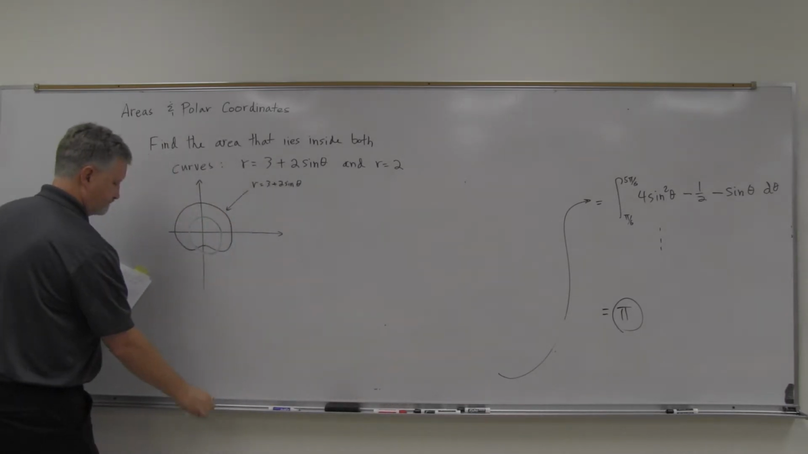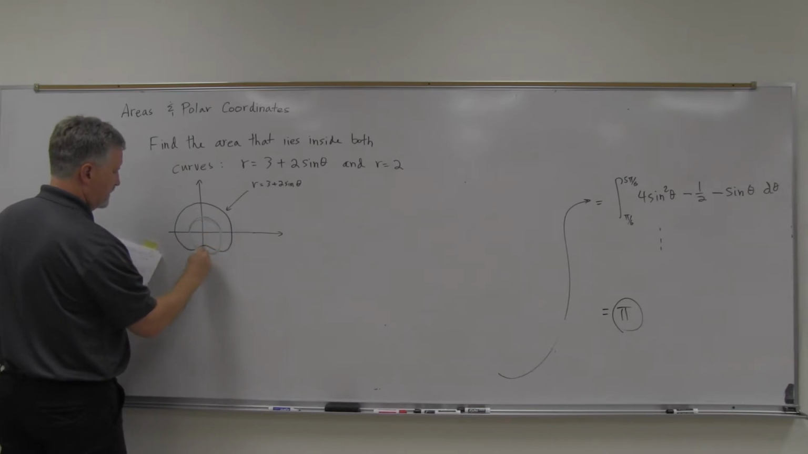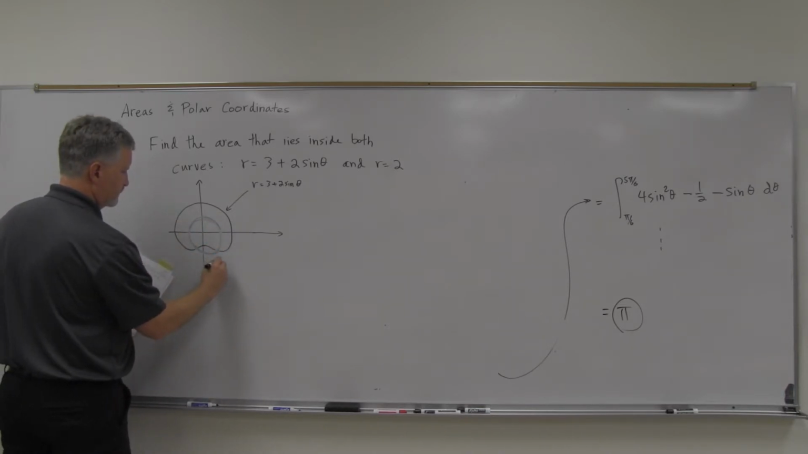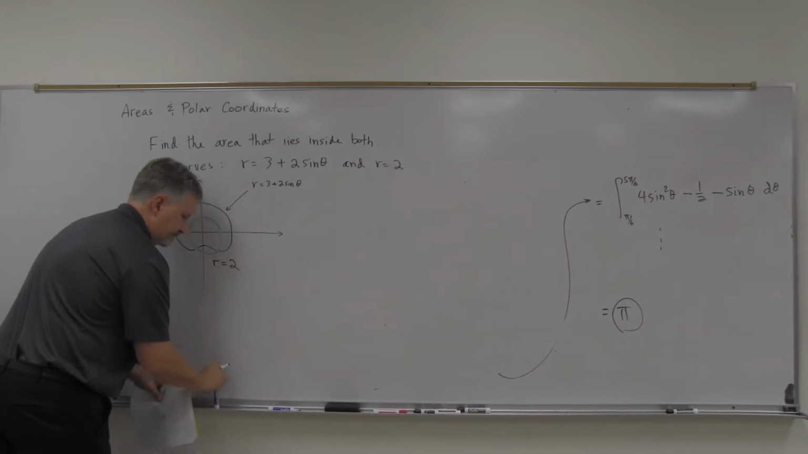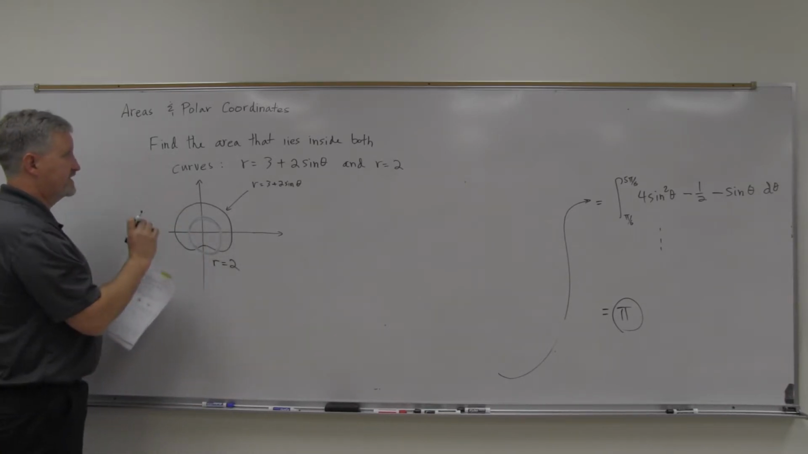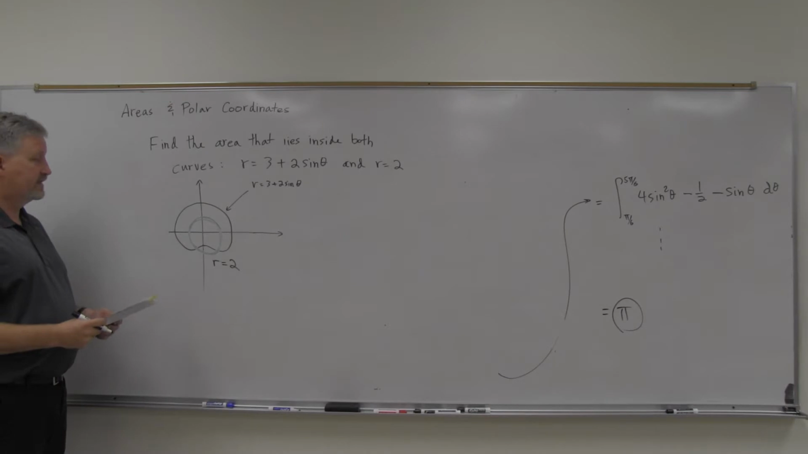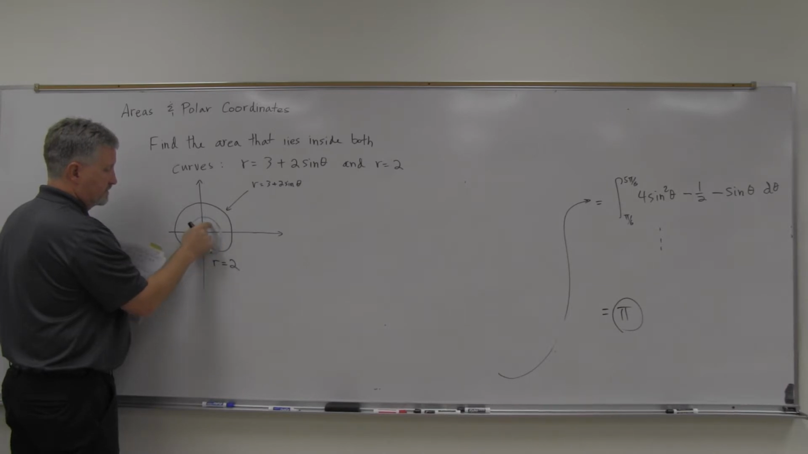I don't think this one's any better, so anyway, all right. So r equals 2 is right there. Well, here's the deal. To get that, it lies inside both. If you look at it piece by piece here, this little piece is inside both. This little piece is inside both.